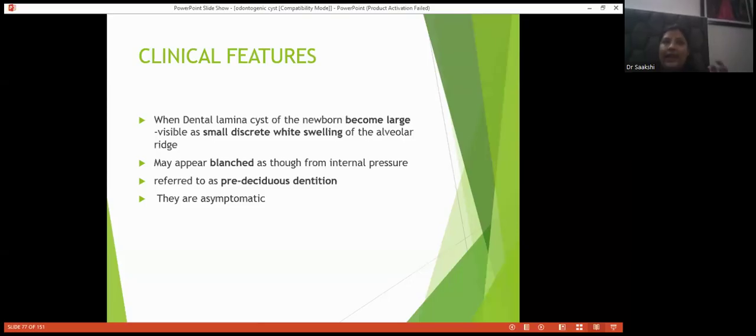See, it is a white swelling, that is why we are calling it absent folds. Now it may appear blanched through the internal pressure. When we apply pressure, it blanches. Sometimes it is referred to as pre-deciduous dentition.